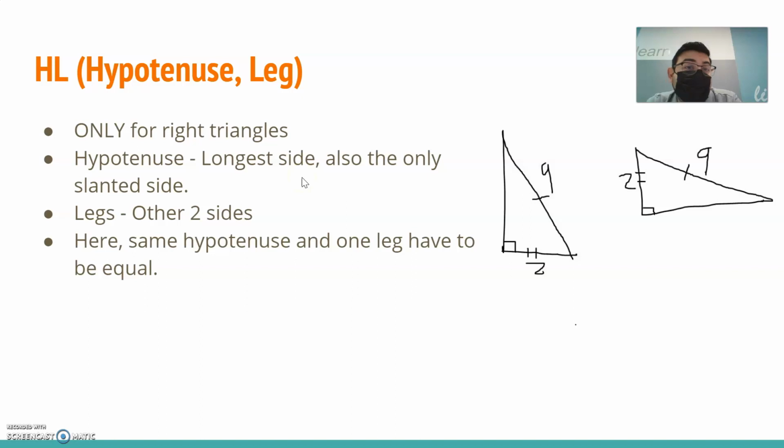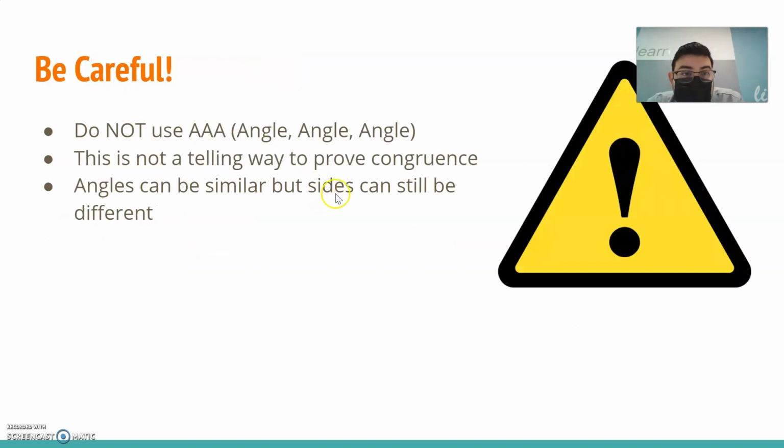If you need help with triangles or right triangles, go ahead and watch the other video I've done on how to identify triangles and how to measure them up.